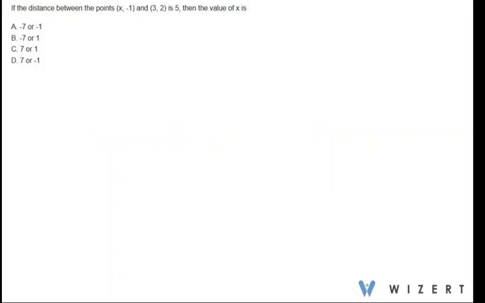We have this question here. If the distance between the points (x, -1) and (3, 2) is 5, then the value of x is.